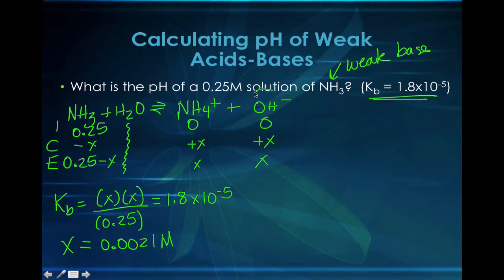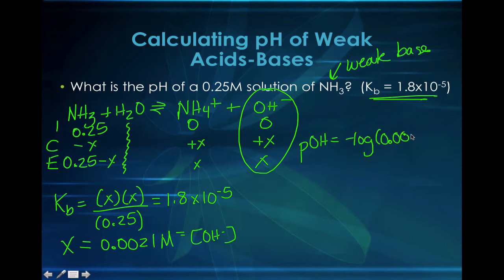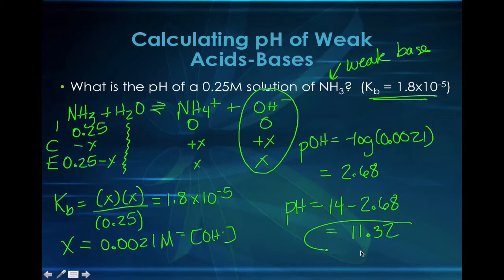This time though, when I look back up in my expression, I see that X is no longer H plus, X is now OH minus. So this is the concentration also of my hydroxide ions. So what I'm going to do is calculate pOH first. So negative log of my X, and what I end up with is 2.68. Then to find the pH, I'm going to take 14 minus that, and my pH of this one is going to be 11.32.